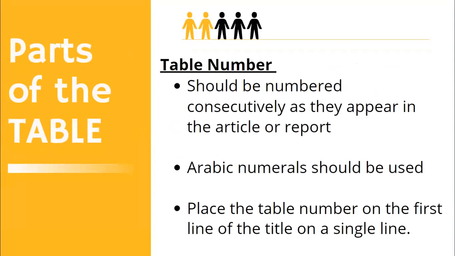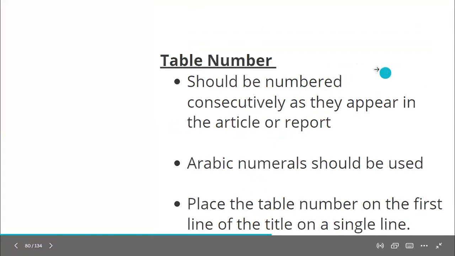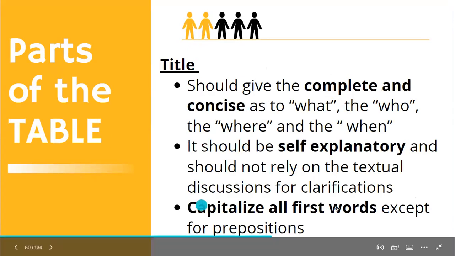Okay, so the table number must be seen also, and usually Arabic numerals are used, but actually it could be Roman numerals or Arabic. It actually depends. And then you also place the table number on the first line of the title on a single line. So you see, it's placed before the title, and then the title must be complete and concise, and you capitalize all the first words except for prepositions.